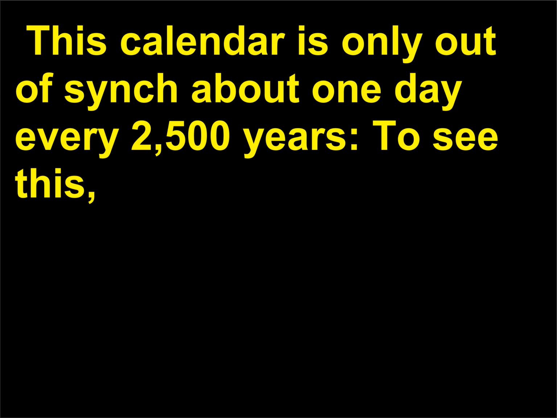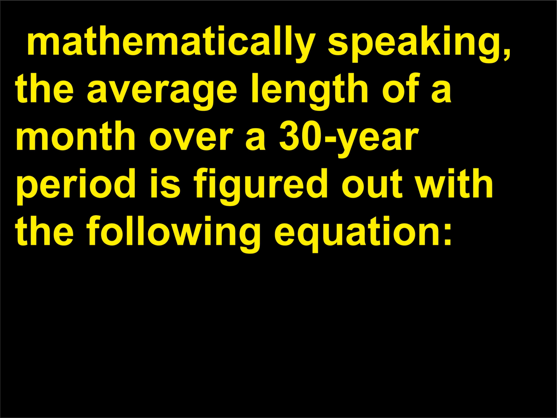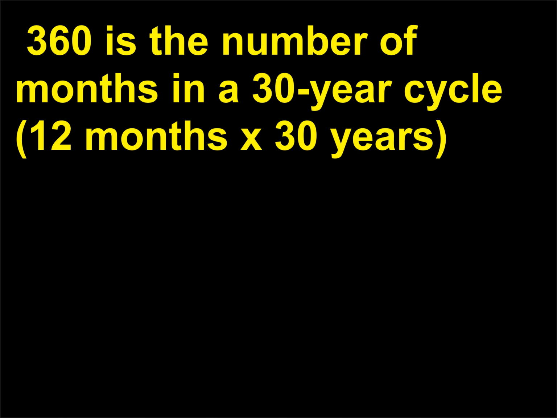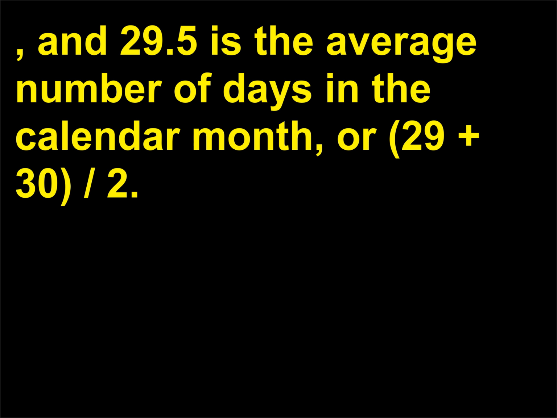To see this mathematically speaking, the average length of a month over a 30-year period is figured out with the following equation: 29.5 x 360 plus 11, divided by 360, equals 29.530556 days, in which 11 is the number of intercalated days, 360 is the number of months in a 30-year cycle, 12 months x 30 years, and 29.5 is the average number of days in the calendar month, or 29 plus 30/2.